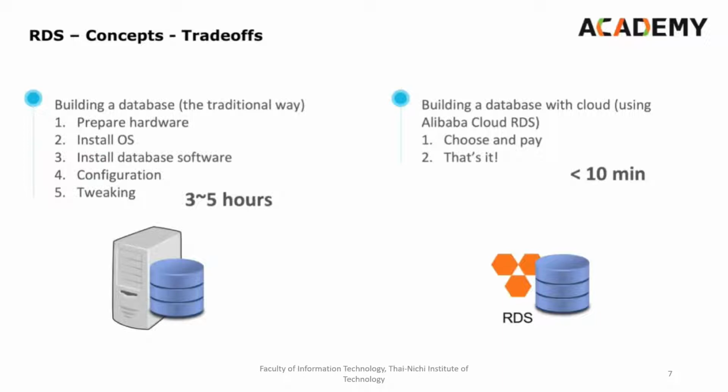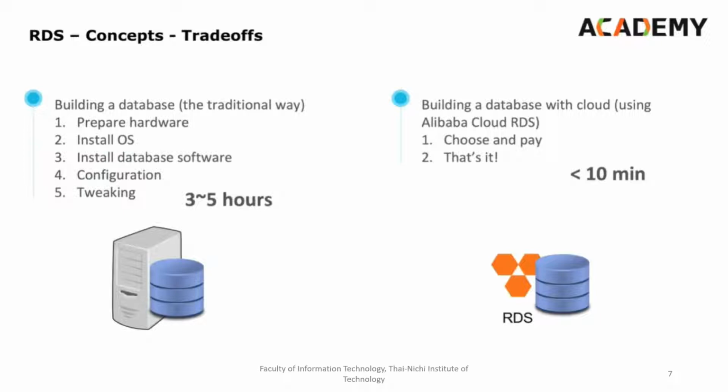This will normally take a week to 10 days, but if it is done in a very effective way, we can do it in 3 to 5 hours. So for making one traditional database, we need to spend this many hours, but when we use the RDS which is available in Alibaba Cloud, it is just choose and pay, that's all.